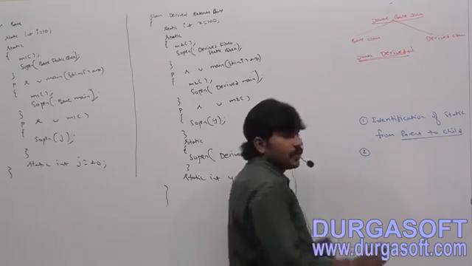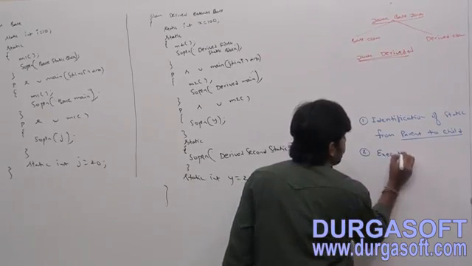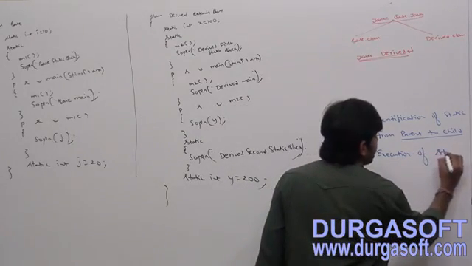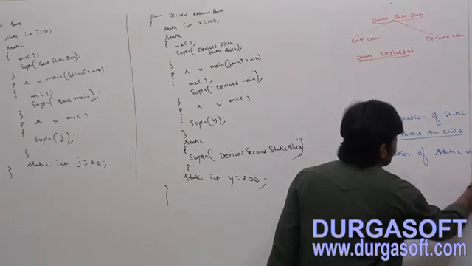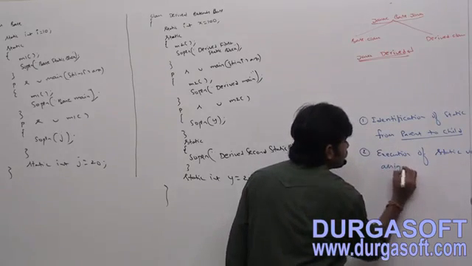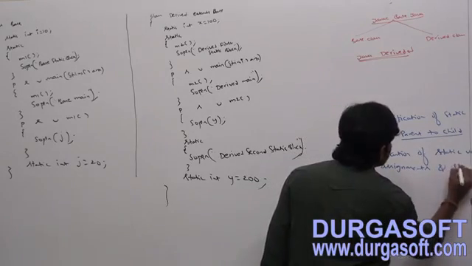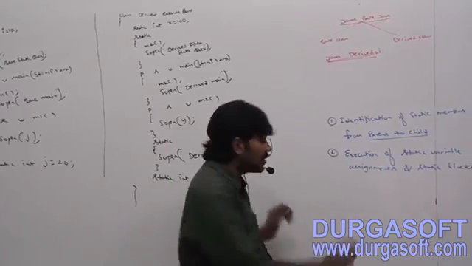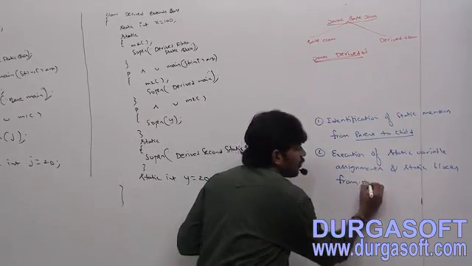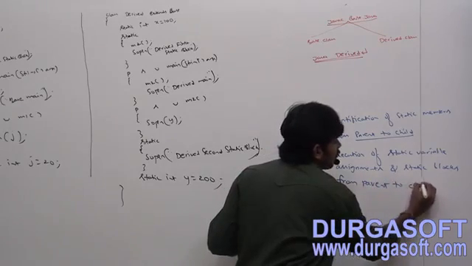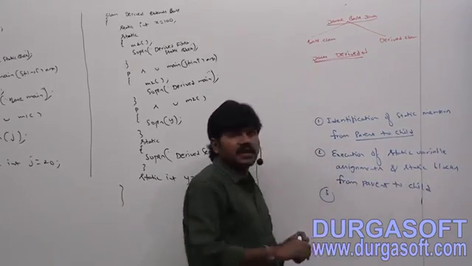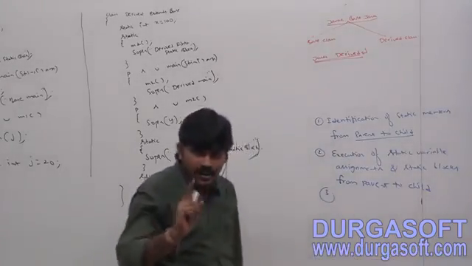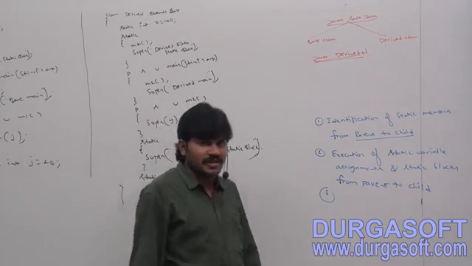Second activity: execution of static variable assignments and static blocks from parent to child. Is the second activity also very clear for you people, right? Second activity is also clear. Third activity, can you spell out what is the third activity?